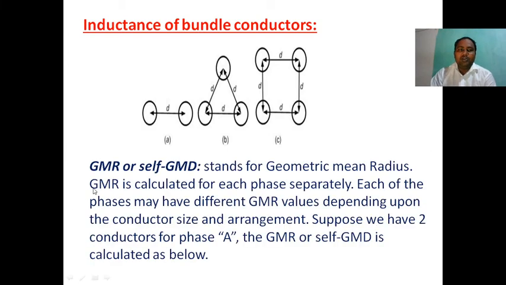GMR stands for geometric mean radius, or self GMD. GMR is calculated for each phase separately, and each phase may have different GMR values. GMR is the self GMD and depends upon the conductor size and arrangement. Suppose we have two conductors for phase A; the GMR or self GMD is calculated below, one by one.